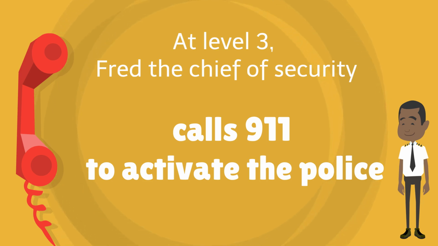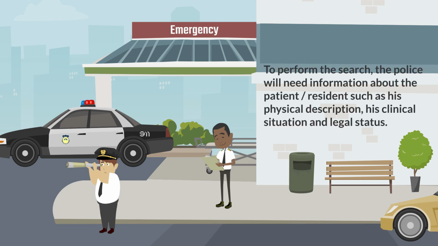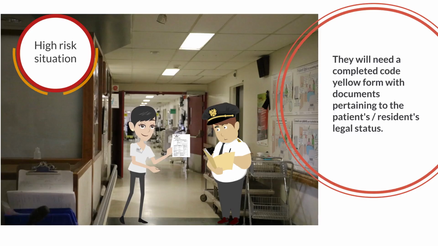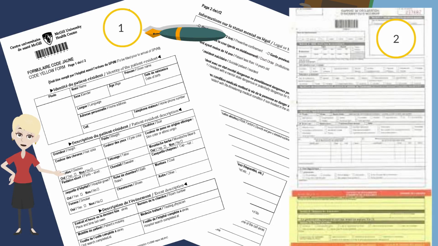To remind you, this patient is at high risk, being suicidal or under confinement. To undertake the search at level 3, the police will need information about the patient, information about his physical description, his legal status, and his clinical situation. Please note that at level 3, it will be the emergency measure coordinator that will follow up with the police forces. Here are various documents to fill out throughout the event, such as a Code Yellow form, which will be kept on file, an incident report, as well as your nursing notes.